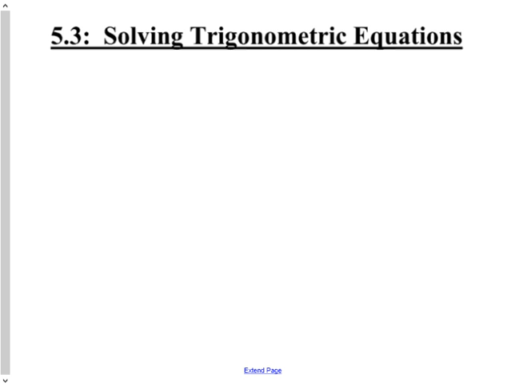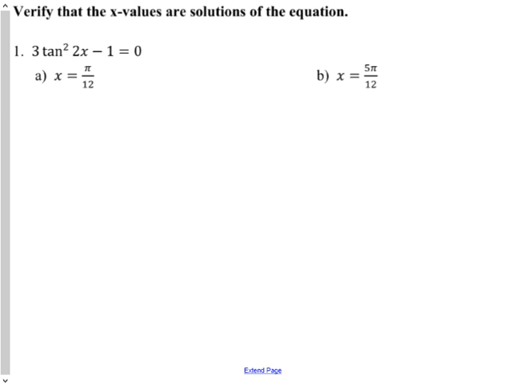Today we're going over lesson 5.3, which is solving trig equations. Verify that the x values are solutions to the given equation. So we've got 3 tangent squared of 2x minus 1 equals 0. We've got x equals pi/12 as well as 5pi/12. And we'll show how those work for a solution.